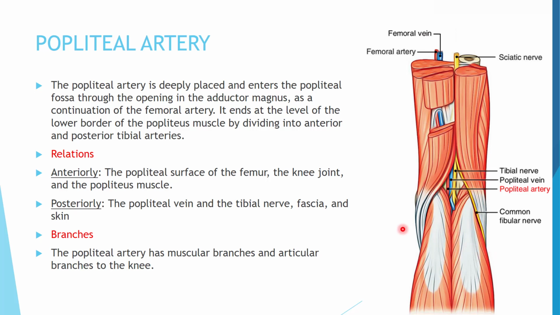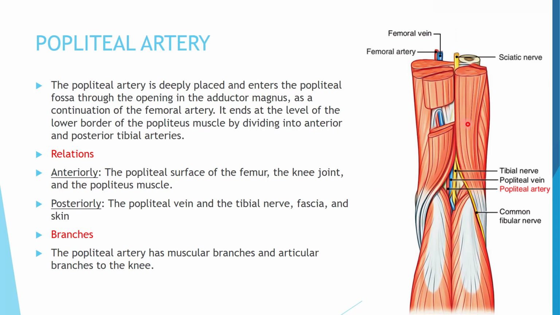Now, what are the relations of the popliteal artery? Anteriorly, we have the popliteal surface of the femur, the knee joint and the popliteus muscle, and posteriorly you can see here the popliteal vein and the tibial nerve and fascia and skin. This is the posterior surface of the popliteal fossa or the posterior surface of the knee joint. So you can see the posterior relations of the popliteal artery in this diagram. We have the popliteal vein and tibial nerve behind it or posterior to it.